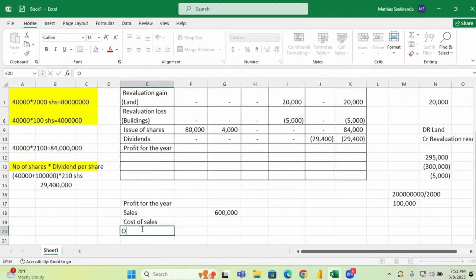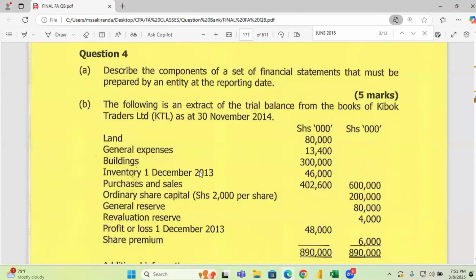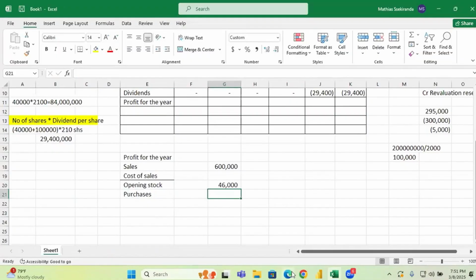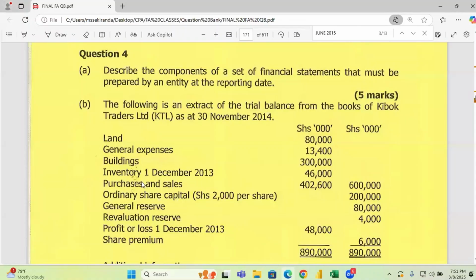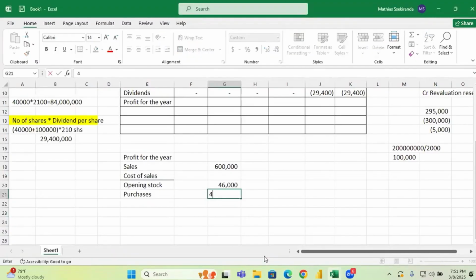It begins with opening stock. Did they give us opening stock anywhere? Yes, inventory as at the start of the year, 1st December, 46,000. And then we have purchases. These were given as 402,600. Then we have closing stock.